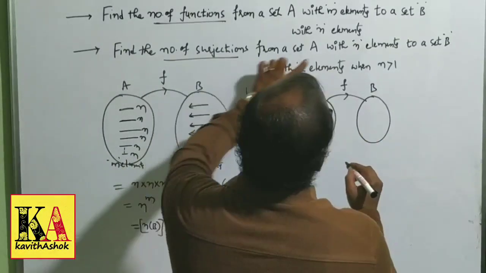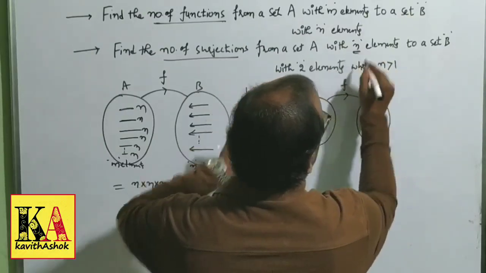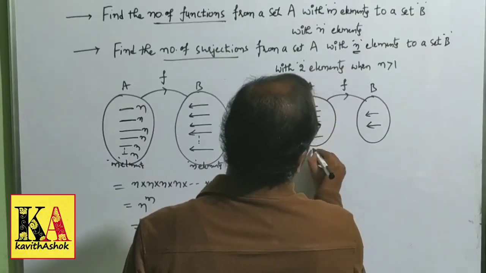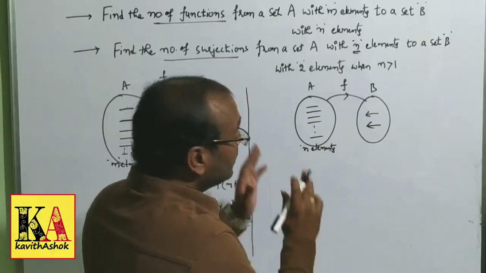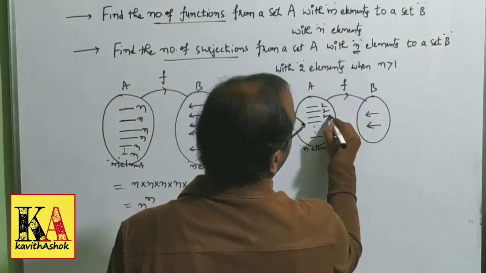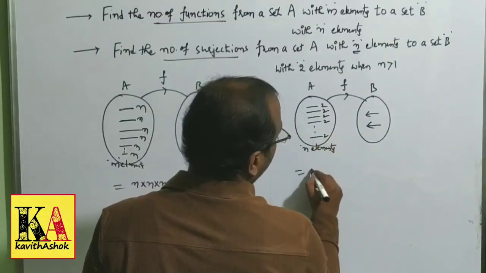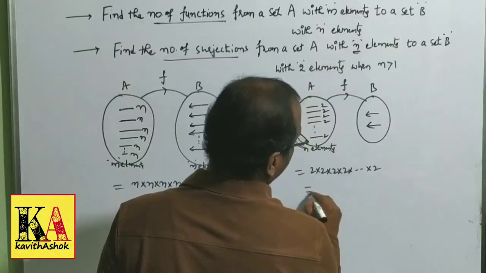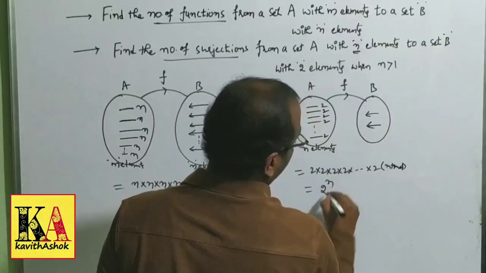Look at here. B set contains 2 elements. A set contains n number of elements. So 1, 2, 3, 4, and so on. How many elements are there? n elements. For this, how many choices are there to fill? 2 choices, 2 choices, 2 choices, 2 choices, 2 choices. Is it clear? So how many do you get? 2 into 2 into 2 into 2, and so on. This is how many times? n times. So that's why this is 2 to the power of n.